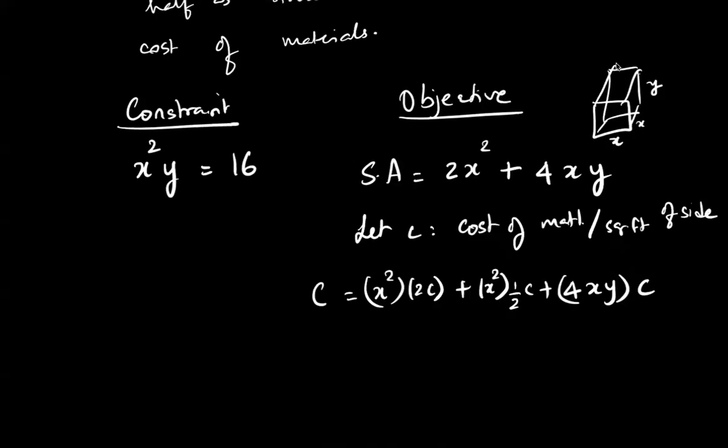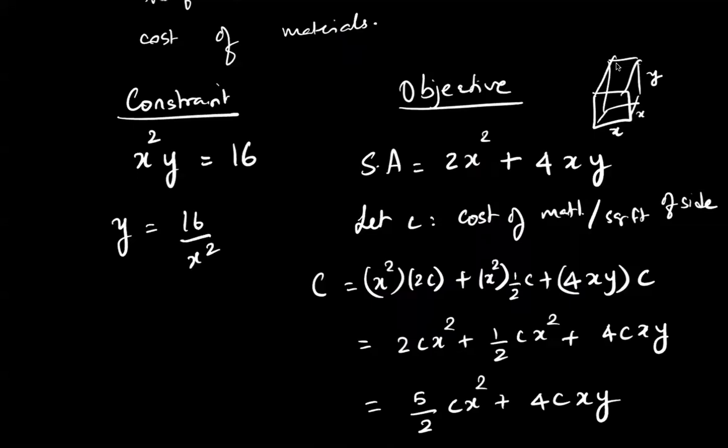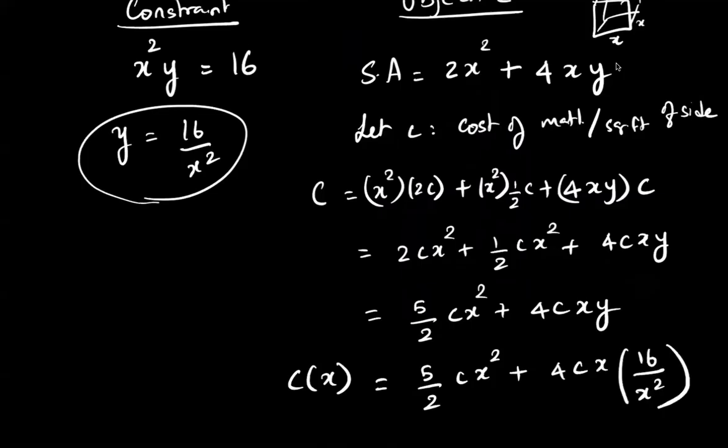Okay, so now if I combine all of this, what do I have? I have 2cx squared plus 1/2 cx squared plus 4cxy. Now the first two terms can be combined to write 5/2 cx squared plus 4cxy. Now I'm going to use my constraint to rewrite my y in terms of x, and then bring it here so that I can write my cost function just in terms of one variable x. So y will be replaced by 16 over x squared.